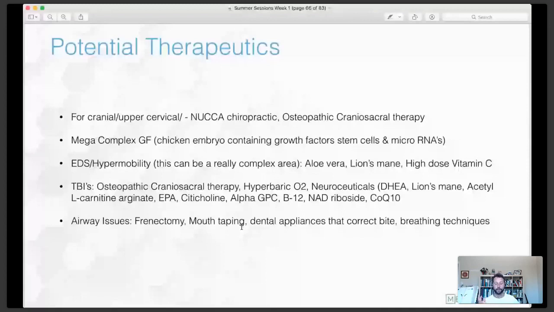Traumatic brain injury. So think about, again, vagus, craniosacral therapy, hyperbaric oxygen, very useful, especially immediately after. Neuroceuticals.